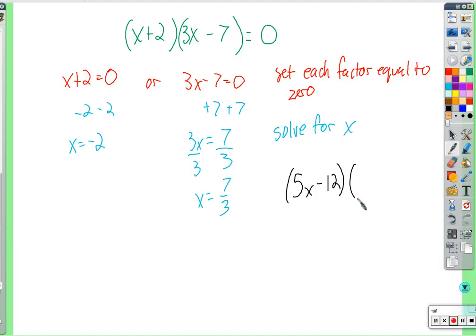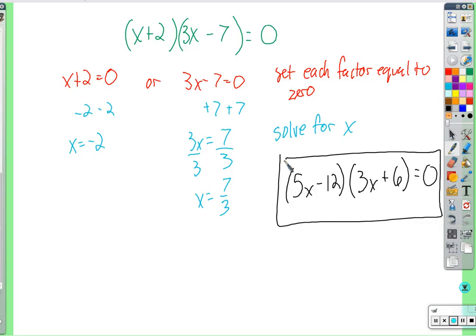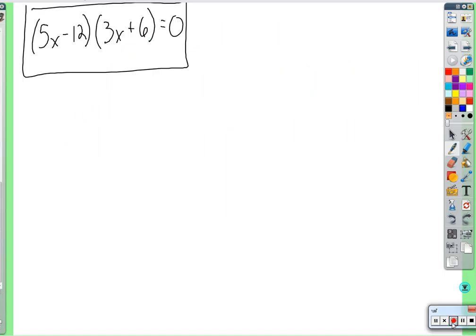Let's go again, give me another example. I'll leave this up here so you can see what you're supposed to do. x minus 12 times 3x plus 6 equals 0. That's what you're working on. Exactly the same kind of problem. It's a quadratic that's been factored. Solve for x.